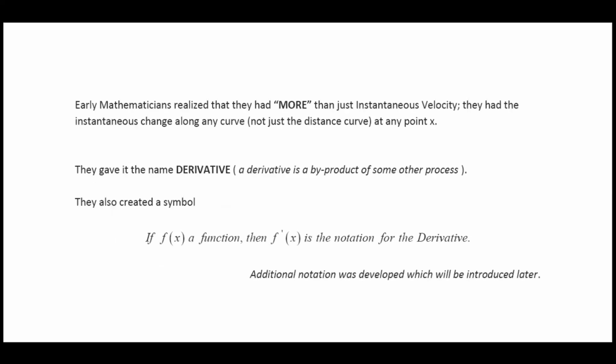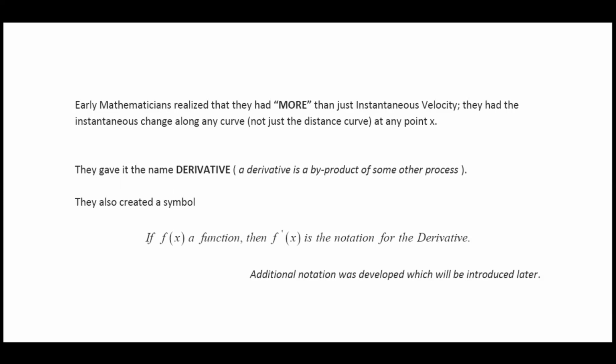Early mathematicians realized that they had more than just instantaneous velocity. They had actually the instantaneous change along any curve, not just a distance curve. It can be anything, y in terms of x. And what they have is a change in y per change in x. So it's not just change in distance over change in time, which is velocity, but we can relate it to the change of anything of one variable in terms of the other variable. And this is where it really comes in for us in calculus.